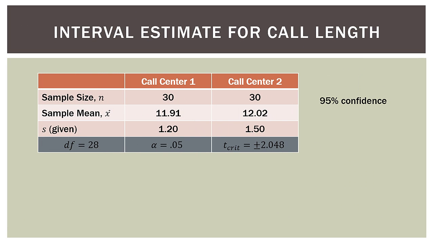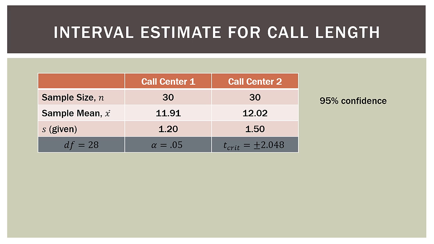So let's say we go ahead and take our sample of 30 from each one, and the first call center gives us a sample mean of 11.91. And then of course the standard deviation was given to us of 1.20. We didn't calculate it or anything, it's just part of the problem. Our sample from call center 2, again, was size of 30, with a sample mean of 12.02, and that standard deviation was 1.50. Now everything else is the same. Degrees of freedom 28, alpha 0.05, and t-critical of plus or minus 2.048. So the only thing new here that we have are the means from each sample for each call center.